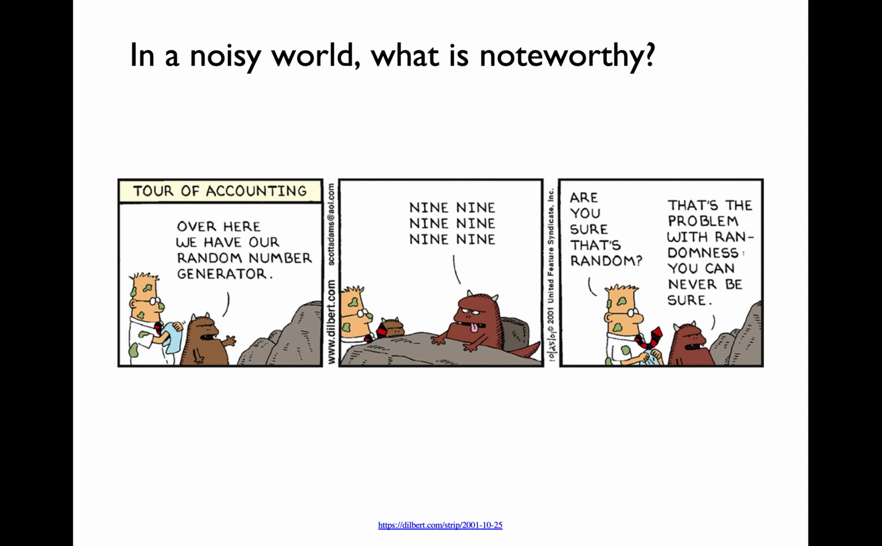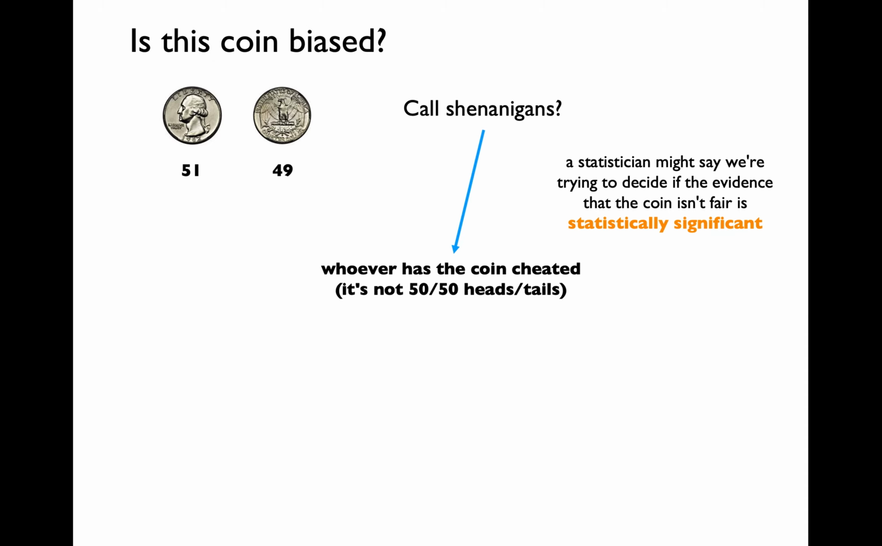So Dilbert is asking this question, are you sure that's random? For which the tour guide is saying, that's the problem with randomness, right? You can never be sure if that's truly random or not. So we are going to go through an example to demonstrate this.